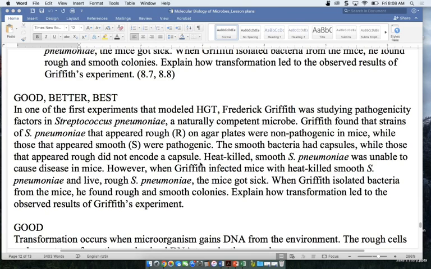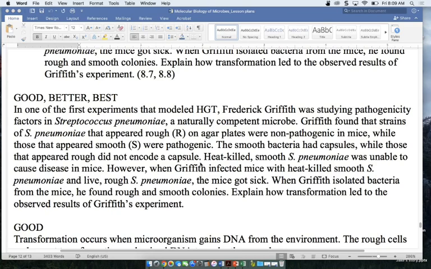So let's just start with a really quick review. What is transformation? Ashley. Good. It picks up DNA from a lysed cell. In this particular case, to go a level deeper, which of these is the lysed cell? Smooth. And those that are picking it up, or being transformed, would be the rough, right?